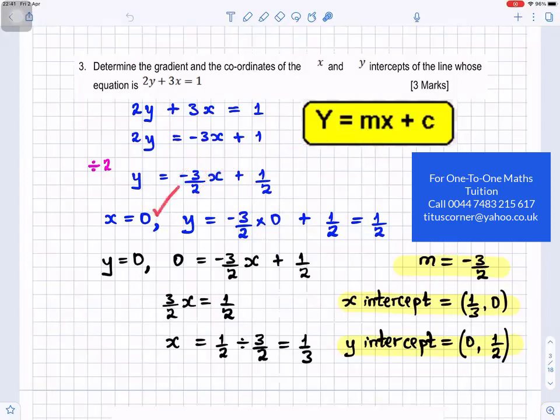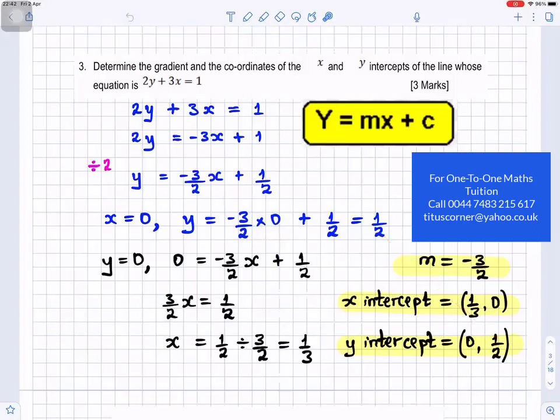We substitute x equals 0. We want to get the intercept on the y-axis. So when x is 0, minus 3 over 2 times 0 is 0 plus a half. That gives us y to be half. So the y-intercept is 0 for x and a half for y.